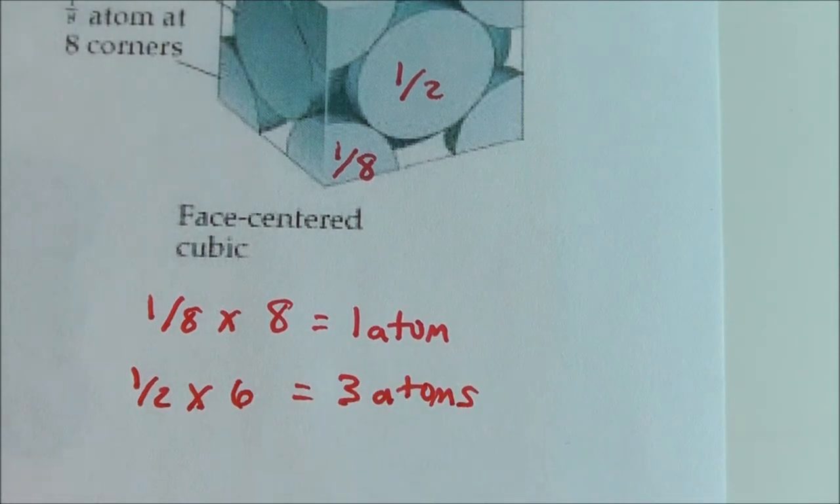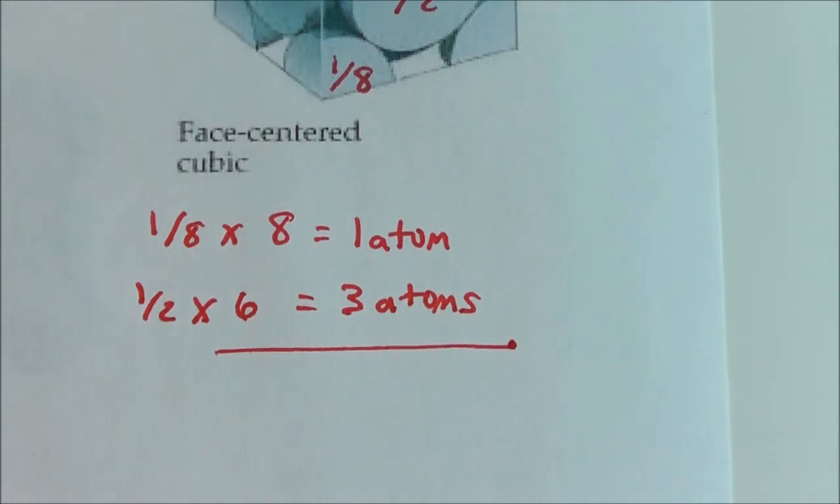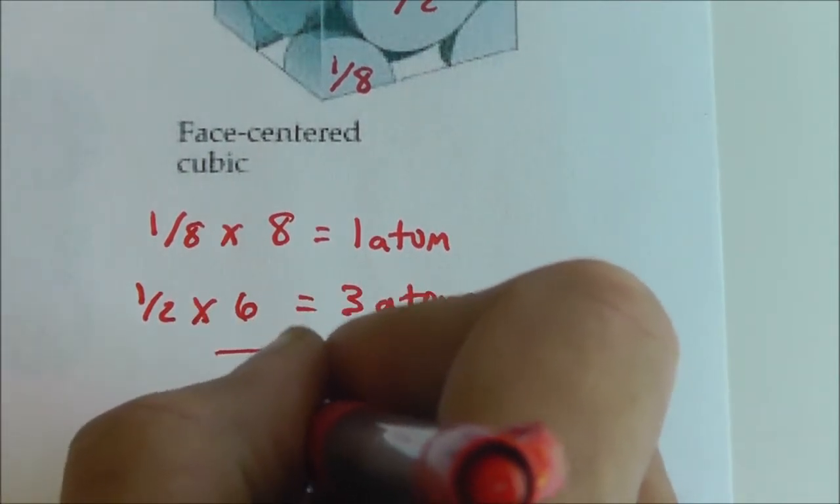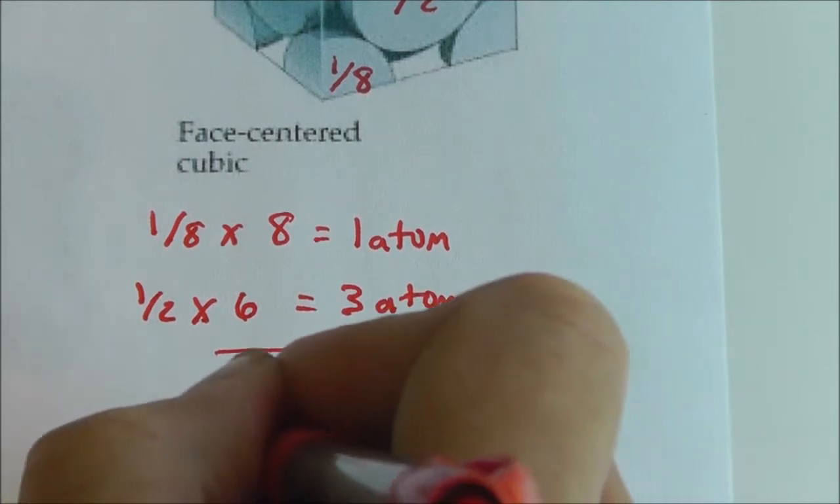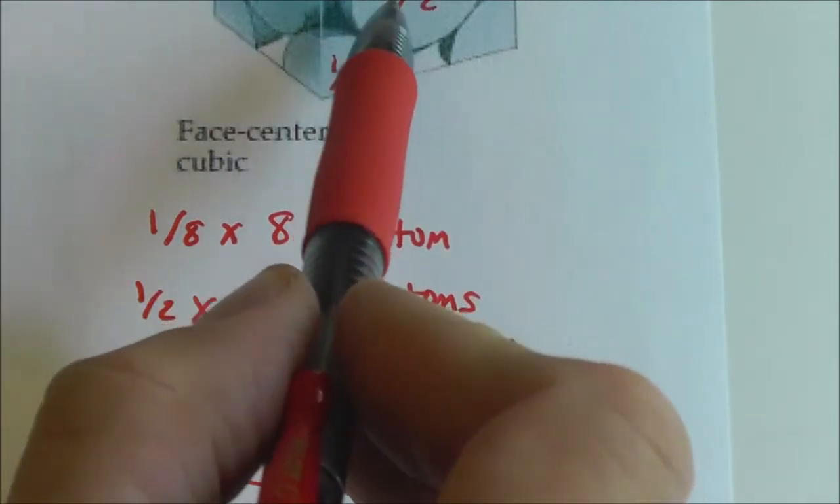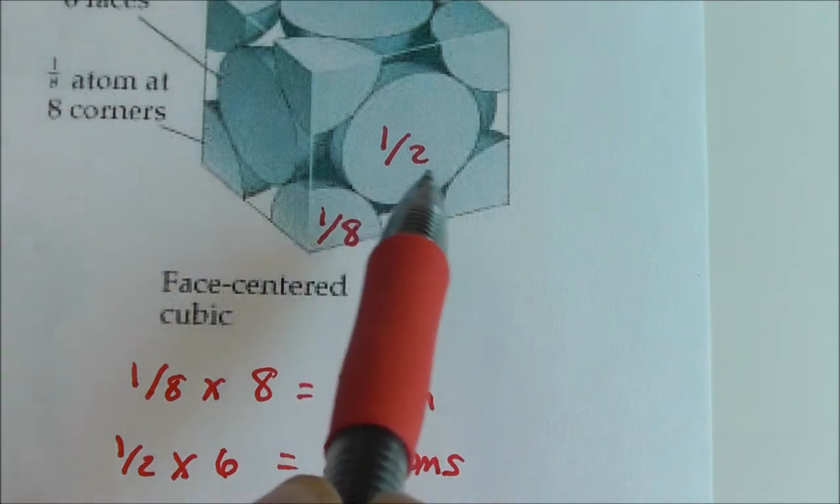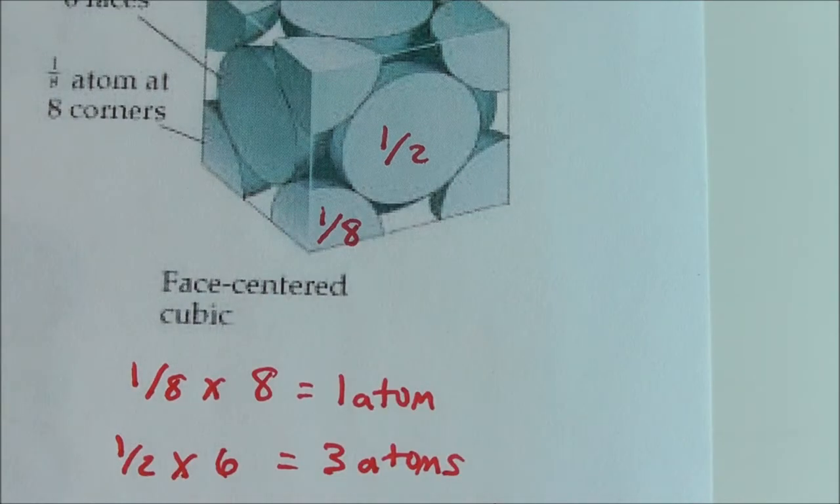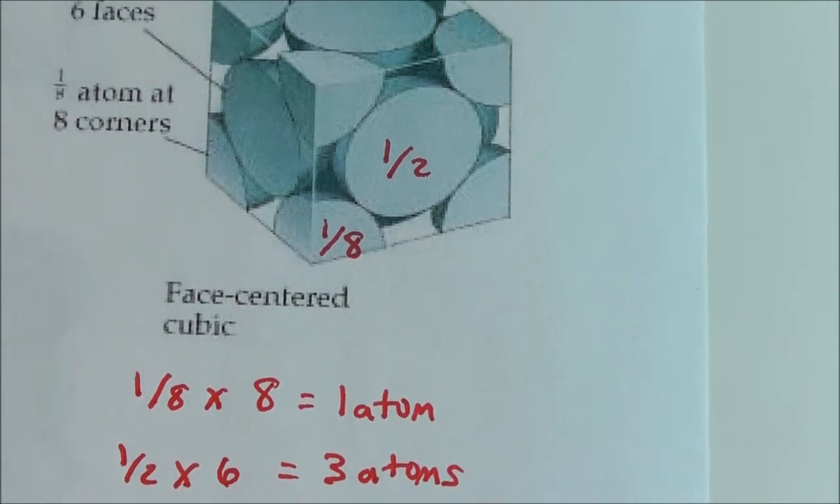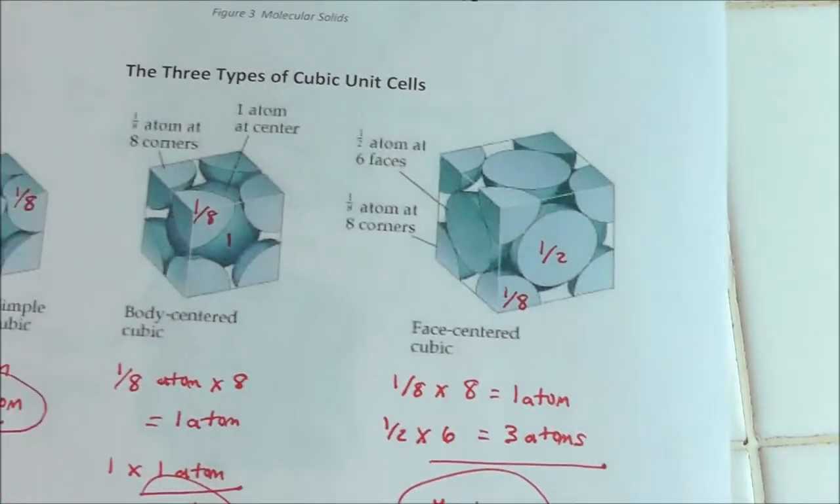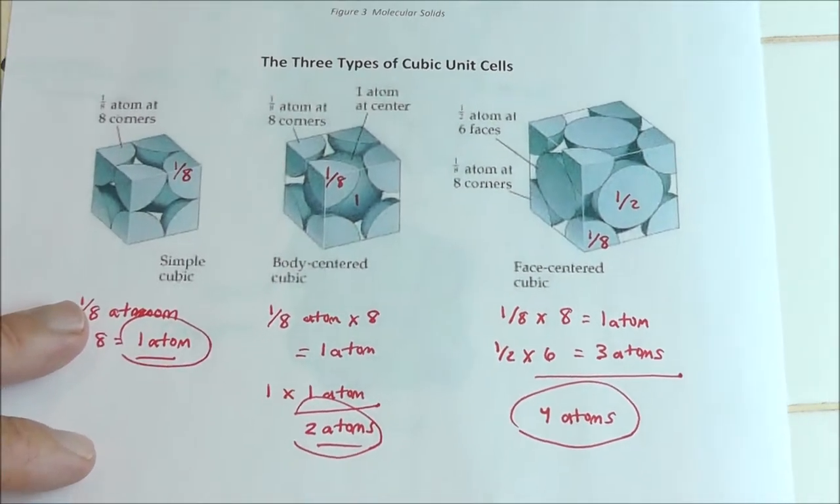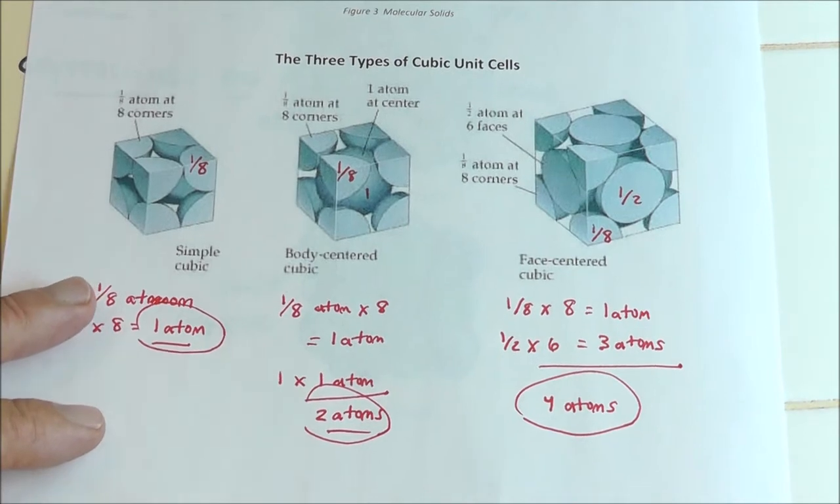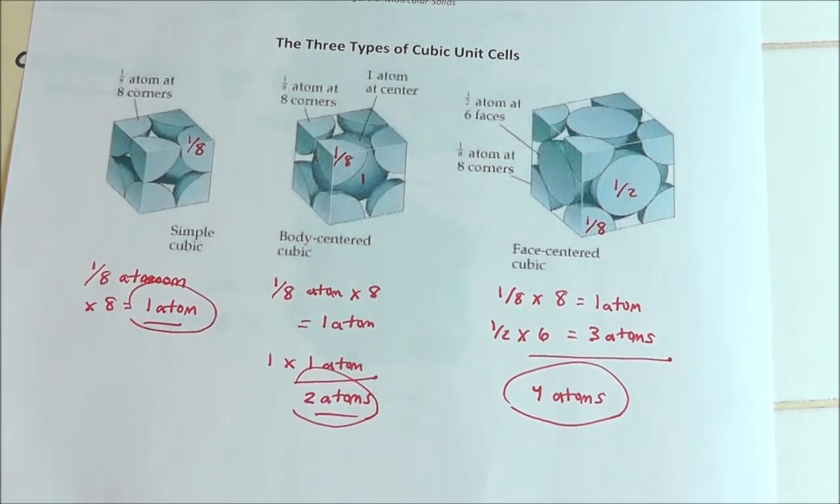Those face atoms make for 3 atoms out of the unit cell. So 1 atom plus 3 is 4 atoms equivalent. Once again, that face atom is shared between 2 unit cells. So the fraction tells you how many unit cells it's being shared with, whether it be 1/8 or none or 1/2.